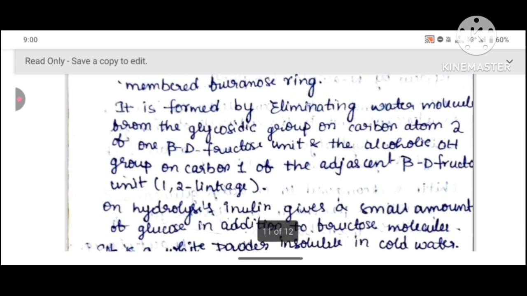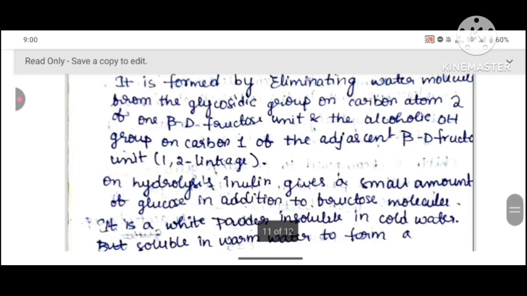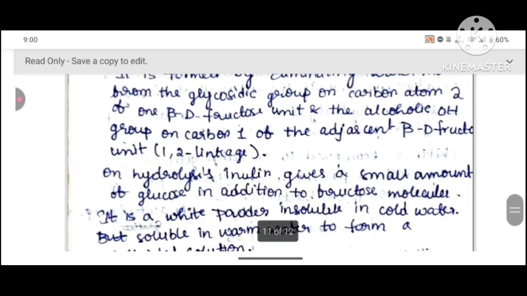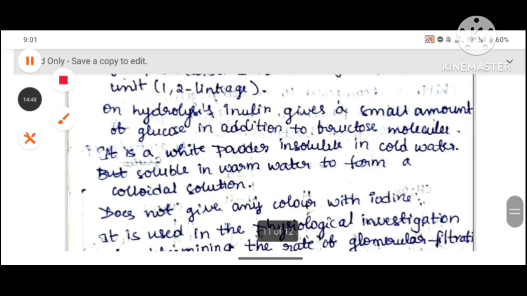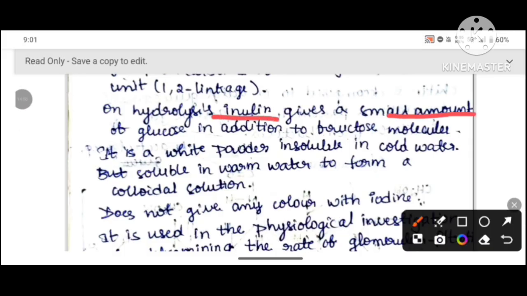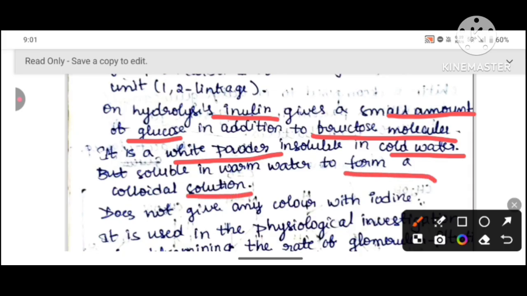It is formed by eliminating a water molecule, due to the formation of a glycosidic bond between carbon atom 2 and carbon atom 1, which is a beta 1,4 glycosidic linkage. Upon hydrolysis, this inulin gives a small amount of glucose in addition to fructose. As inulin is composed of fructose units, upon hydrolysis it will give fructose and a small amount of glucose. It is a white powder insoluble in cold water but soluble in warm water to form a colloidal solution, not a homogeneous mixture.